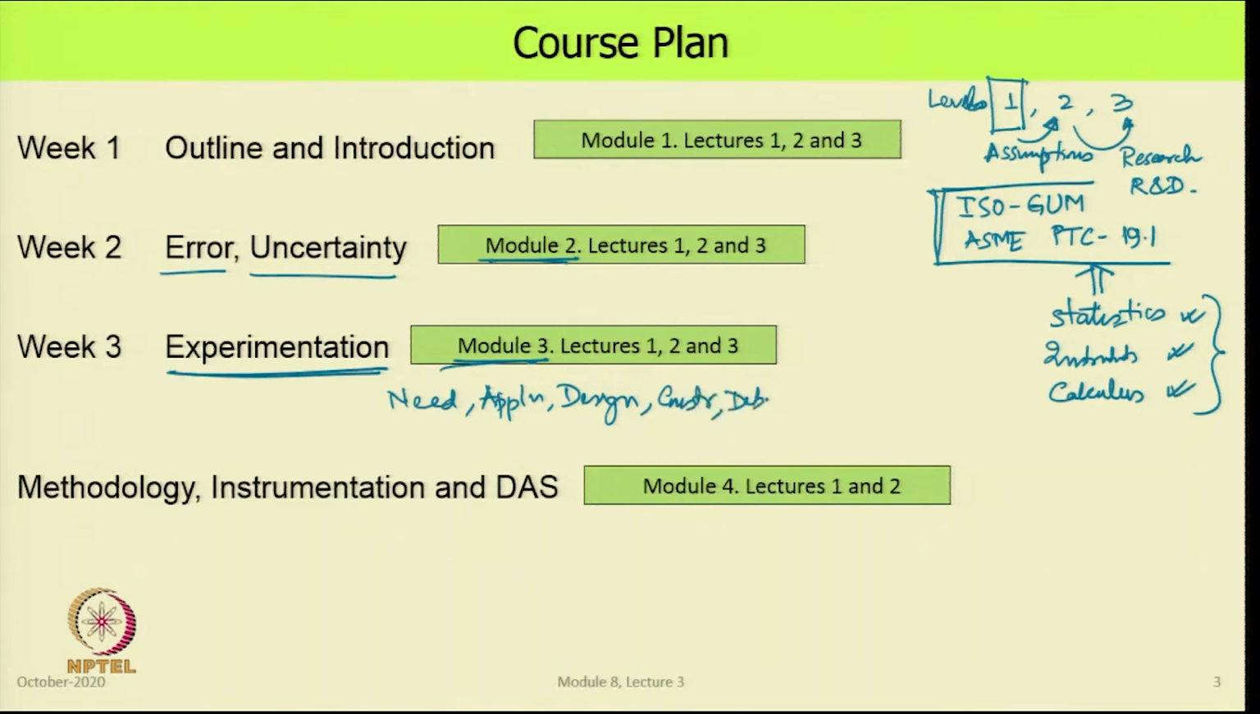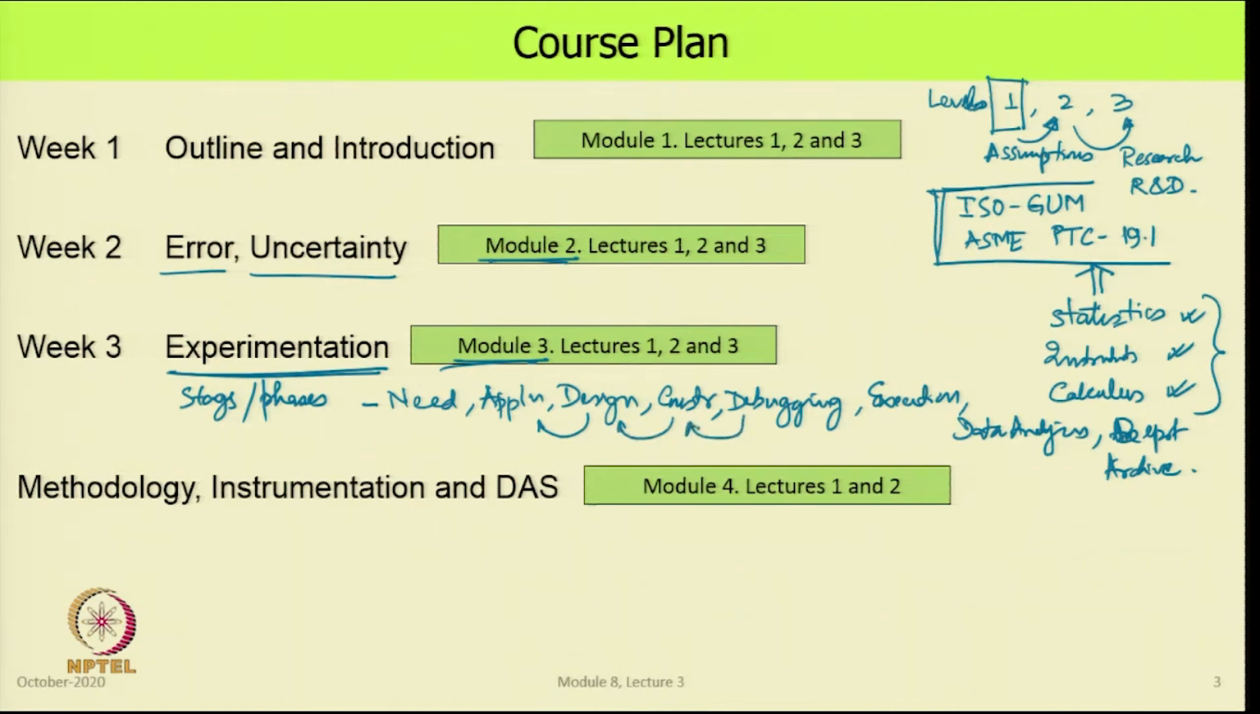then construction, then debugging, then execution, data analysis, and finally, reporting and archiving. So, these we said are the different stages or phases of experimentation, and in between these there are times when we go back and forth to iterate depending on the difficulties that we face.